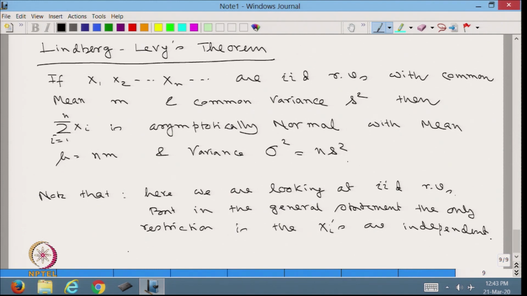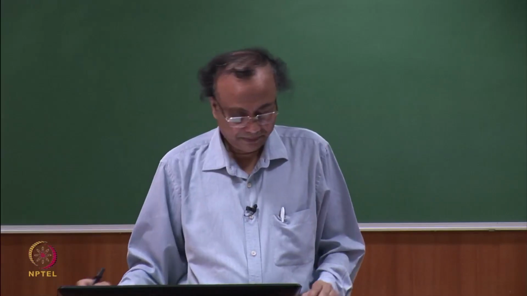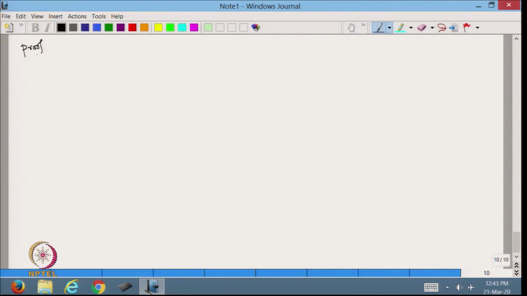Thus, we are looking at a special case of the central limit theorem. Proof: consider the moment generating function of (x minus m) upon root over n s at t.